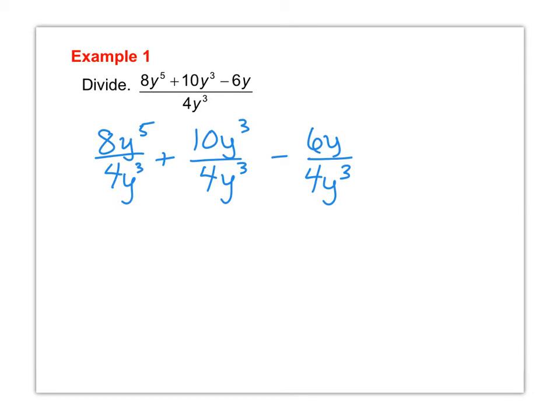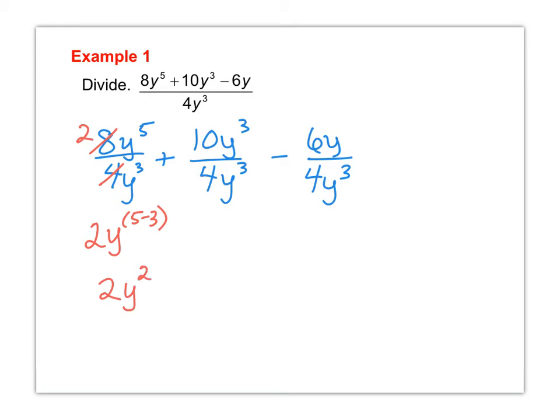So we have 4 in the first can go into 8 2 times, so we can write this as the coefficient of 2. Y to the 5th over y to the 3rd, you can use the quotient rule and subtract the exponents. So the first term becomes 2y to the 2nd power.